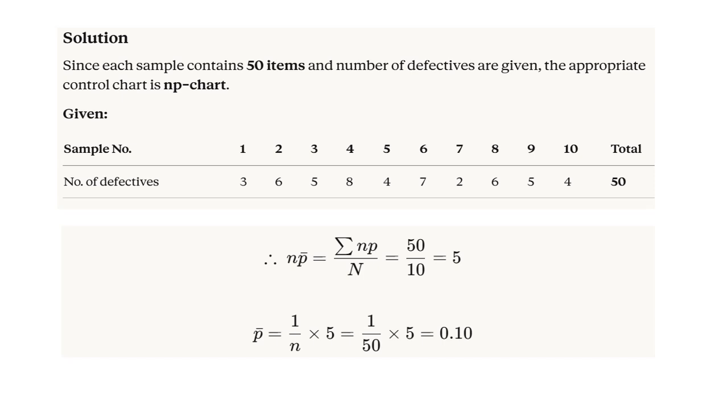Now let us move on to the next chart, that is the NP chart. In a factory producing electric bulbs, the number of defectives found in the inspection of 10 lots of 50 items each are given below. Draw the appropriate control chart for the number of defectives, which is the NP chart, and comment on the state of control. The total number of defectives is 50. Therefore, NP is going to be 50 by 10, which is 5. And from the value of NP, we can calculate the value of P, which is going to be equal to 0.10.